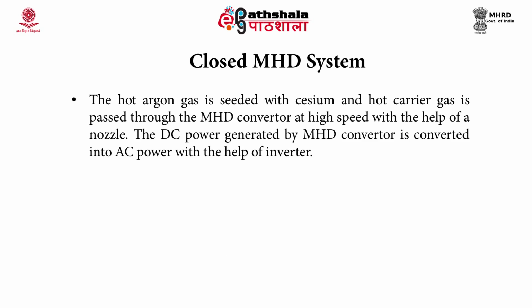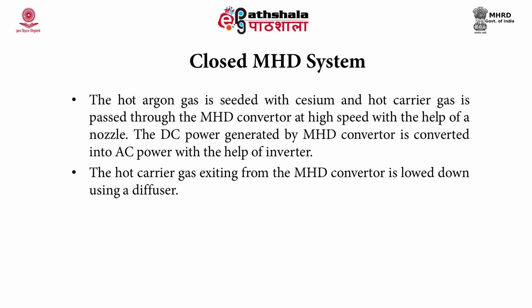The hot argon gas is seeded with cesium, and the hot carrier gas is passed through the MHD converter at high speed with the help of a nozzle. The DC power generated by the MHD converter is converted into AC power with the help of an inverter. The hot carrier gas exiting from the MHD converter is slowed down using a diffuser.